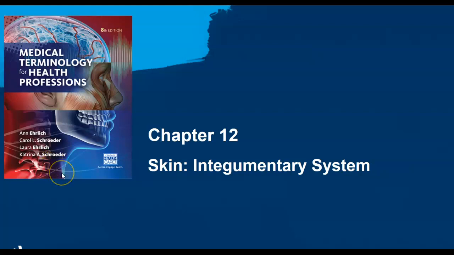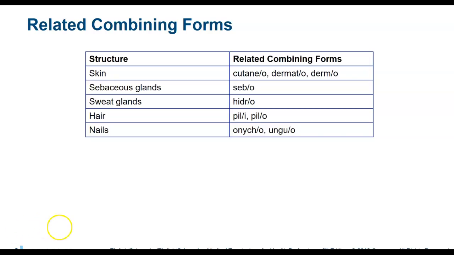This is a Chapter 12 review of the integumentary system for medical terminology. So we're going to start again with related combining forms. There's quite a few for the skin: cutaneo, dermato, and dermo. And again, we have a couple for the nails, which is onycho and ungio.